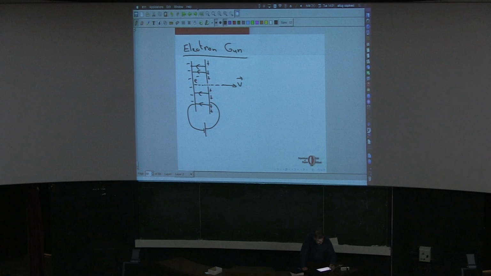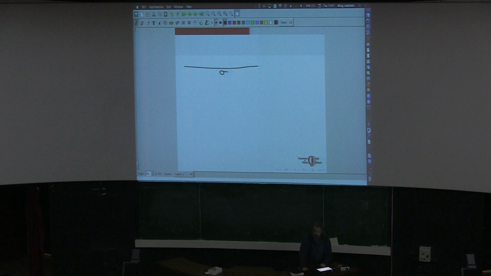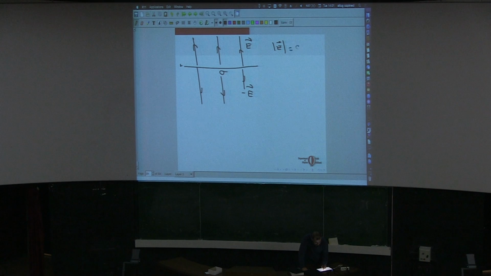Now, we had already studied this example of a single plate. We had a charge density sigma. If we assume that this is positively charged, we had already found out that the electric field here, if this is E, this will be minus E. It will be pointing in the opposite direction. And the magnitude of this electric field was sigma over epsilon 0. This is what we had calculated last week.